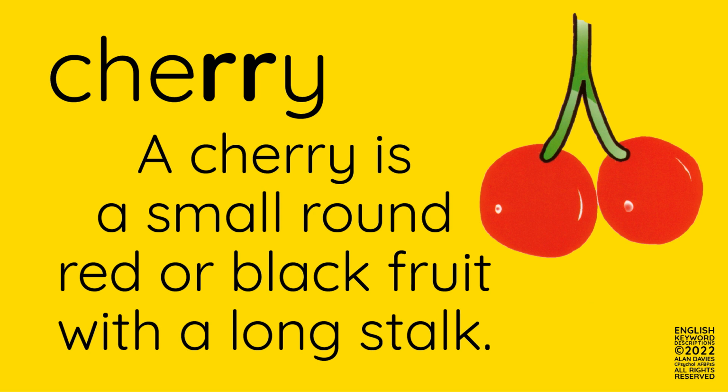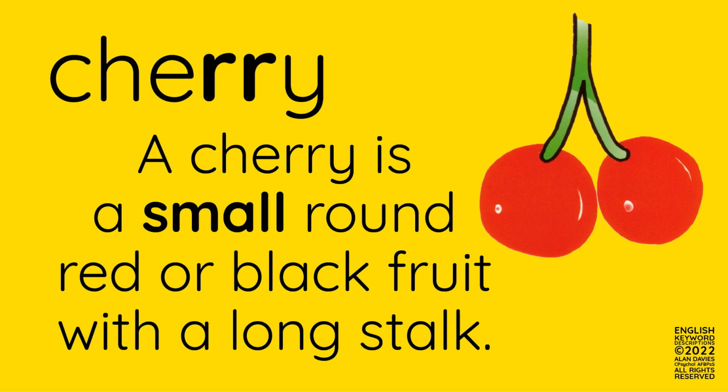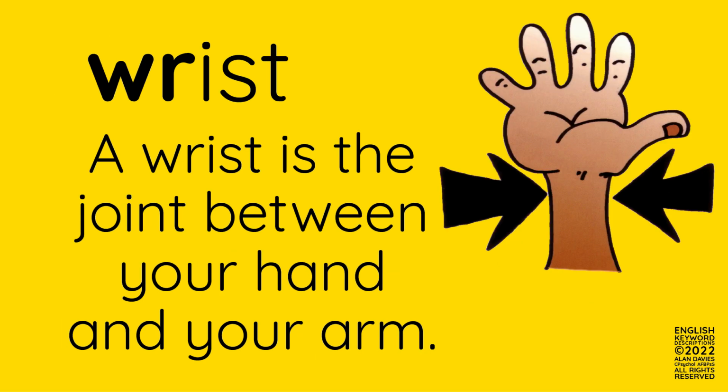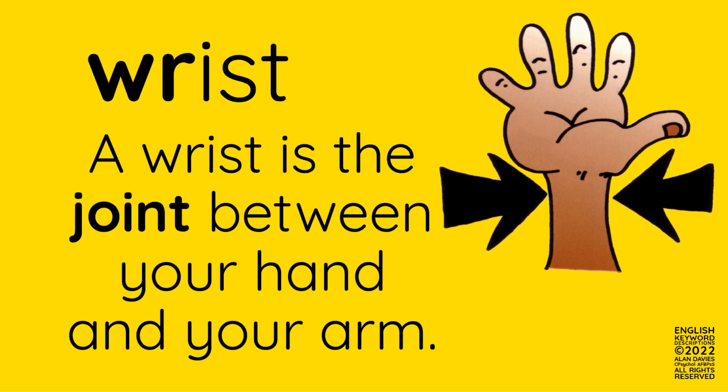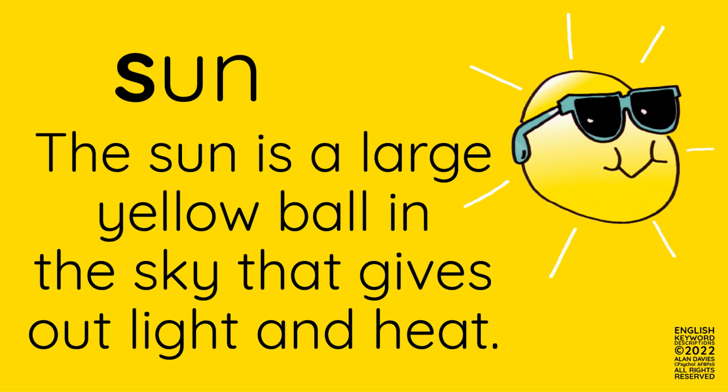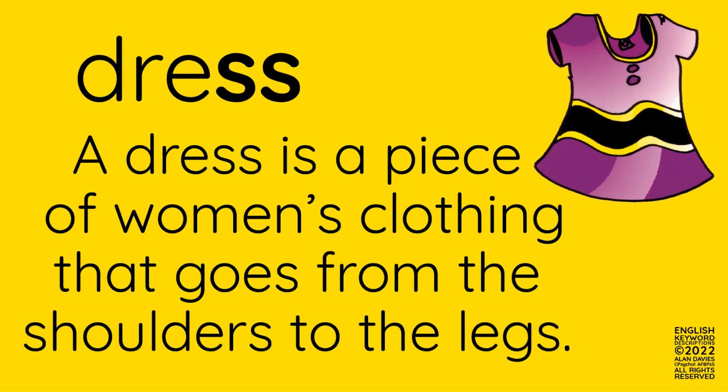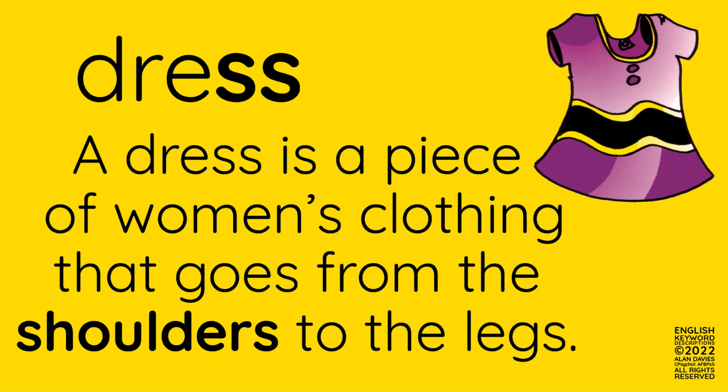Cherry. A cherry is a small round red or black fruit with a long stalk. Wrist. A wrist is the joint between your hand and your arm. Sun. The sun is a large yellow ball in the sky that gives out light and heat. Dress. A dress is a piece of women's clothing that goes from the shoulders to the legs.